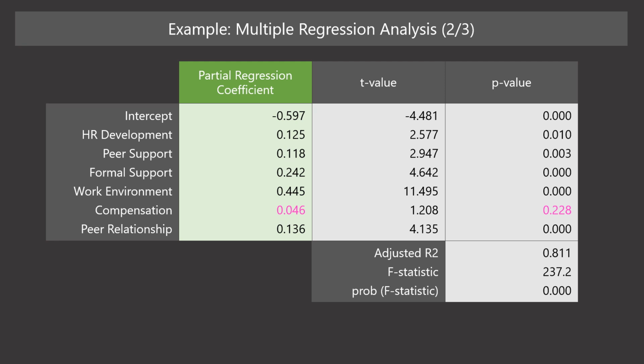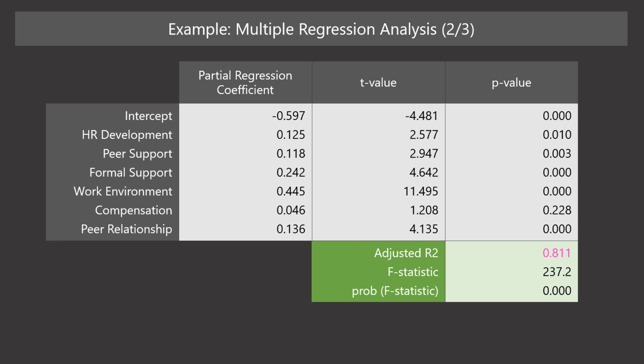And we should regard the coefficient of compensation as zero, because its effect is not statistically significant. These three metrics are used to evaluate the statistical significance and effect size of each independent variable. On the other hand, the three metrics at the bottom are used to evaluate the regression model as a whole.